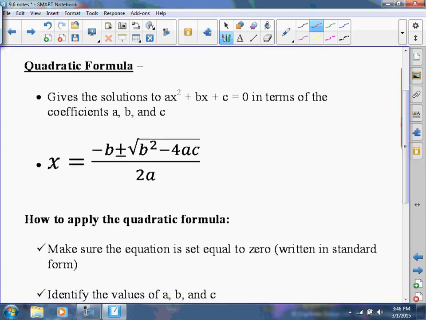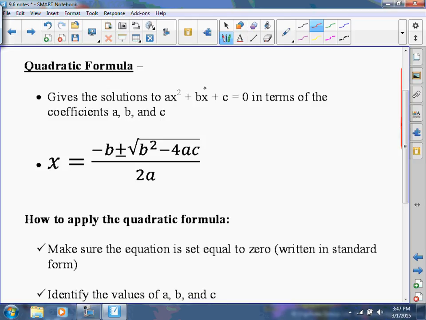This is really important. In class, I will sing a little song or a couple little songs to help you remember it. But basically, it is x equals opposite b plus or minus the square root of b squared minus 4ac all over 2a. Okay? And the a's and the b's and the c's come from the standard form for a quadratic equation, where you have the ax squared plus bx plus c.